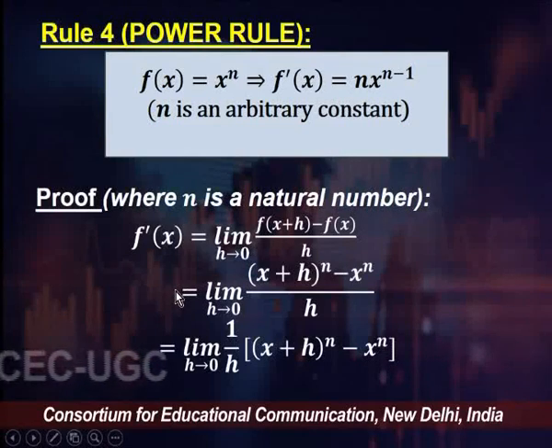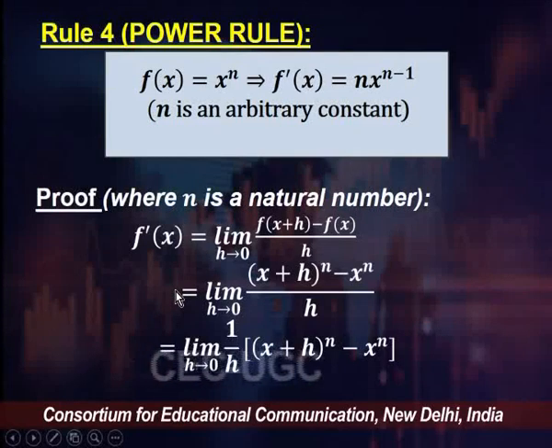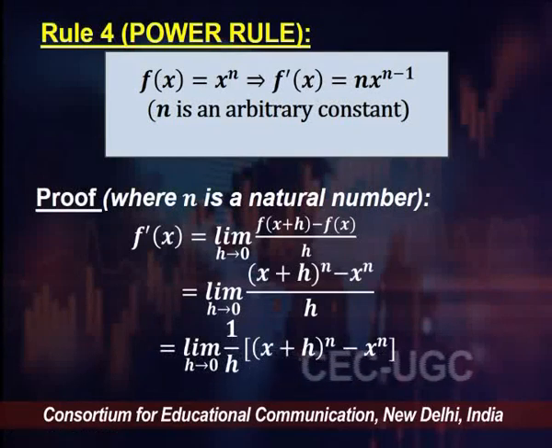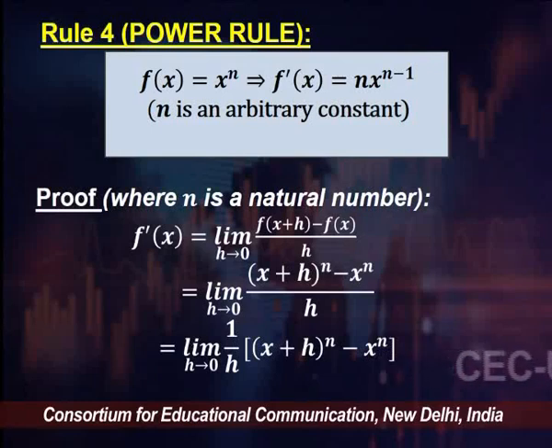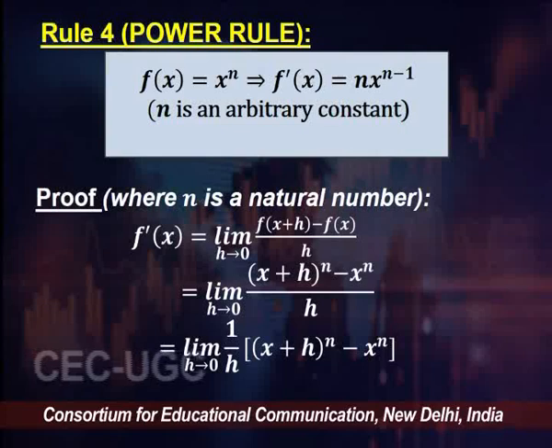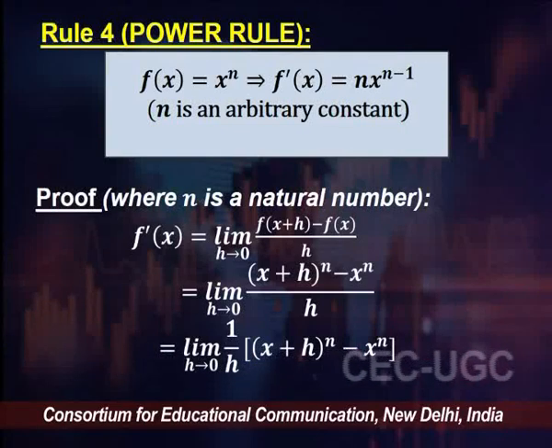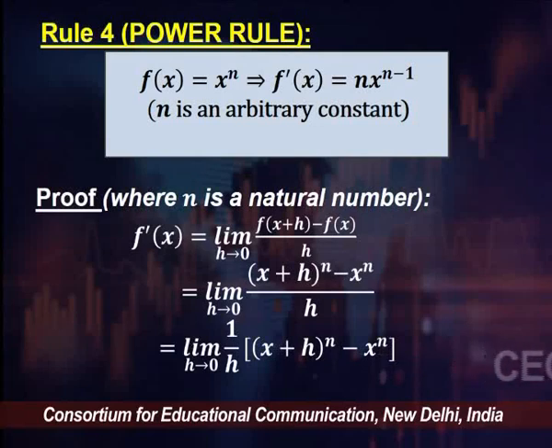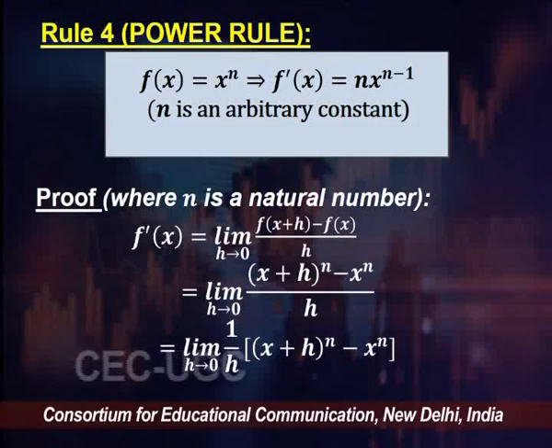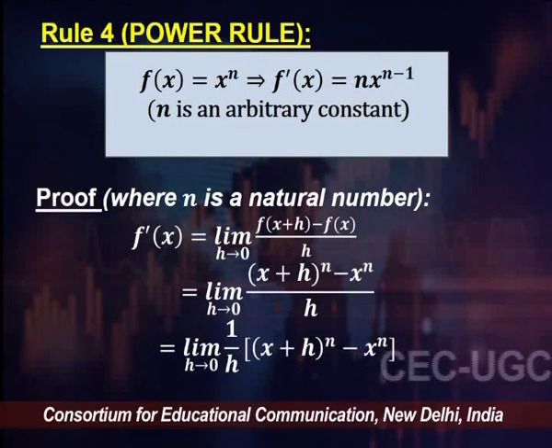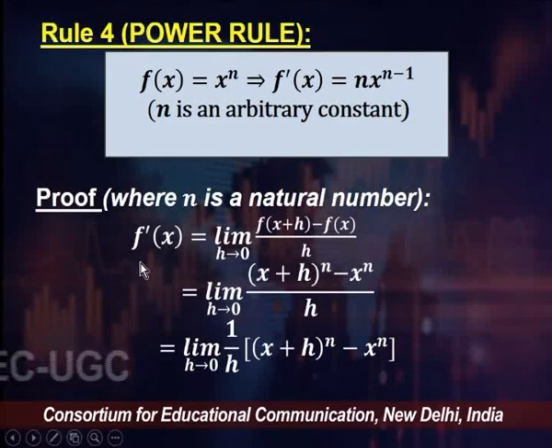While this result holds for any n belonging to the real numbers, so n is an arbitrary constant, it could be a rational number or an irrational number. The proof that I'm going to show right now is for n a natural number, because right now we're not in a position to handle the other cases, but very soon we will be coming back to this proof to complete it. So as long as n is a natural number, let's see how the proof goes.